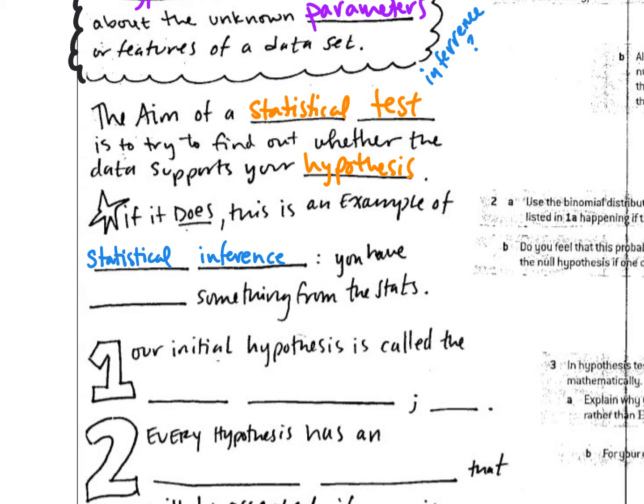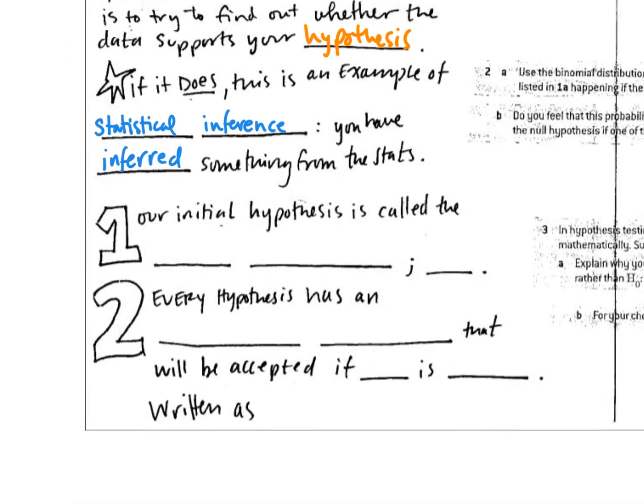Because inferred has two R's. Okay, I'm sorry, this is not the point of this little bubble here. This is an example of statistical inference, right? Like you are finding the thing. You have inferred something from the stats. So you've learned something.